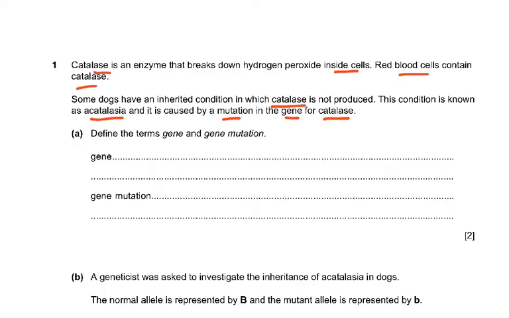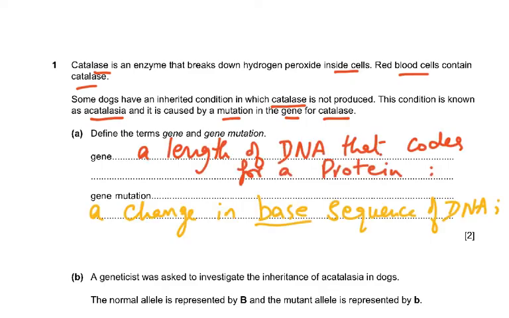Gene is a length of DNA that codes for a protein. Gene mutation is a change in the base sequence of DNA. So length of DNA that codes for a protein, that means if this is a chromosome and this is the portion of DNA, so this is the gene for eye color or gene for skin color or gene for hair color, then what happens in a mutation? There's a change in the base sequence.